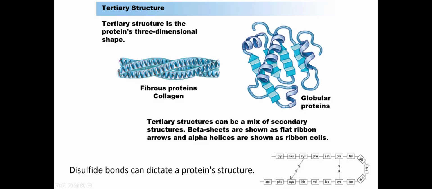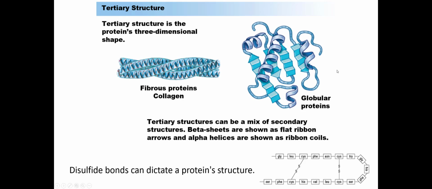Okay, the next level, so we had primary, secondary, then tertiary. Tertiary is an even more involved three-dimensional shape. So for example, you might have a number of strands that are alpha helices, and they may combine together via hydrogen bonding, ionic bonds, and so forth into an even larger structure. Like here we have something like collagen.